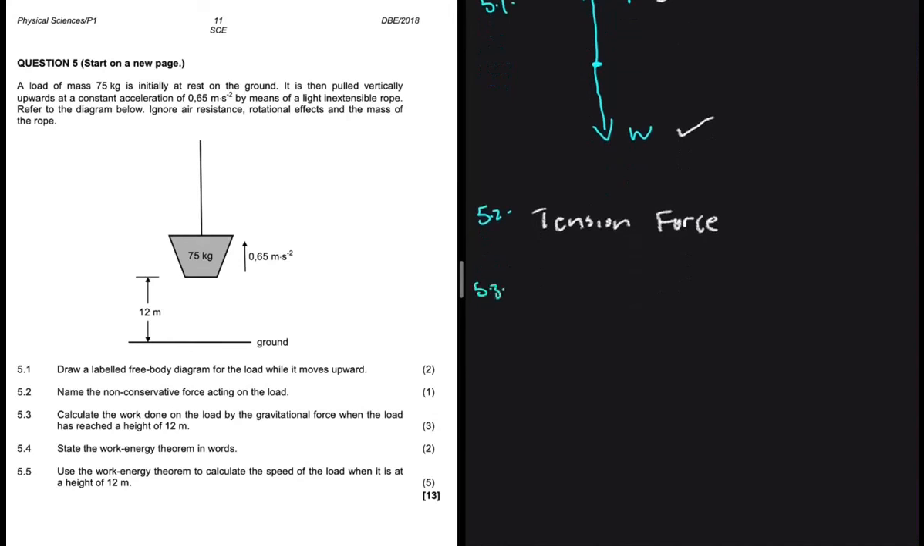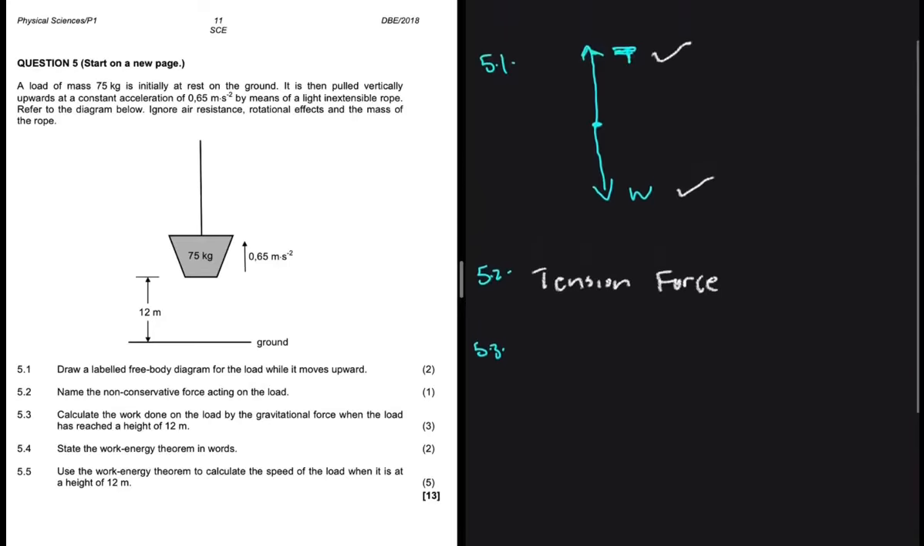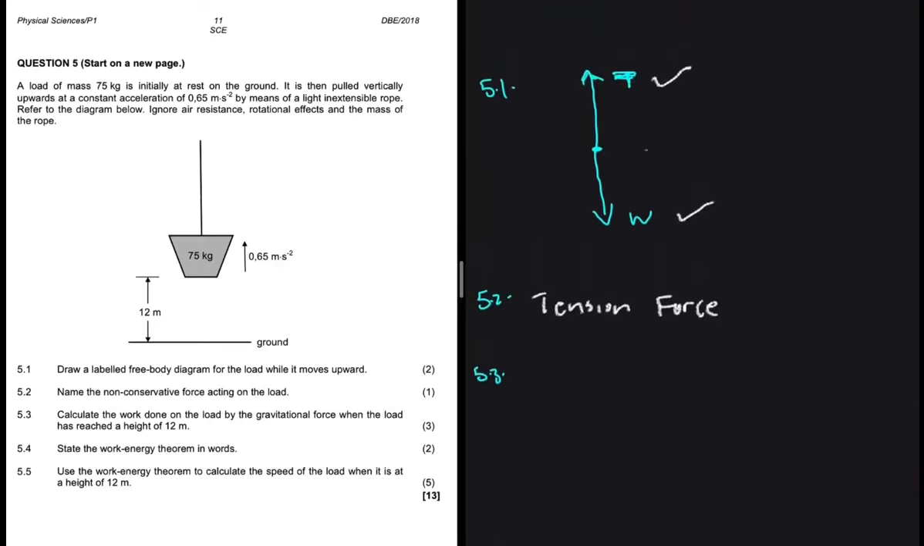Right, let's move to 5.3. So 5.3 is saying let's calculate the work done on the load by gravitational force when the load has reached a height of 12 meters. So when it has gone up 12 meters, right? So let me just show you something here, right? Let's go back to the free body diagram. The object has gone up 12 meters, right? And then the weight is going down, as we can all see, right? So the angle between the displacement and the weight is 180 degrees, right?